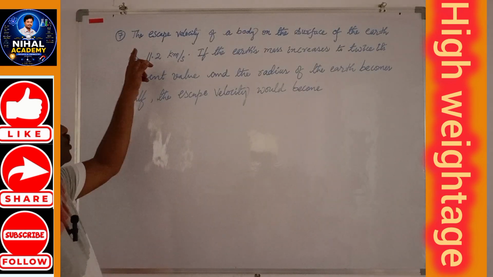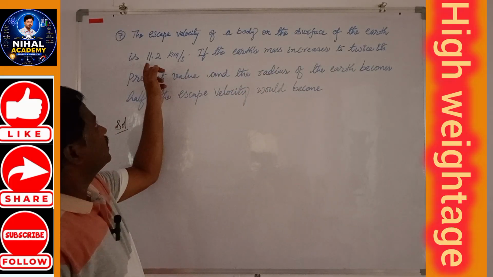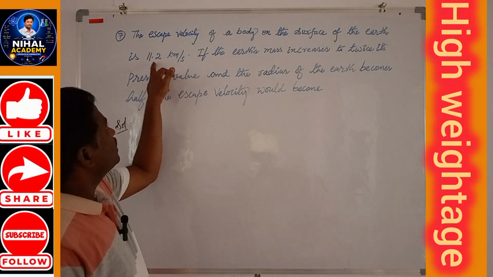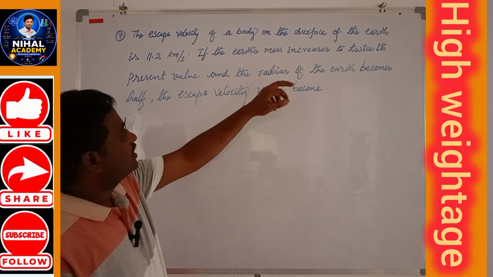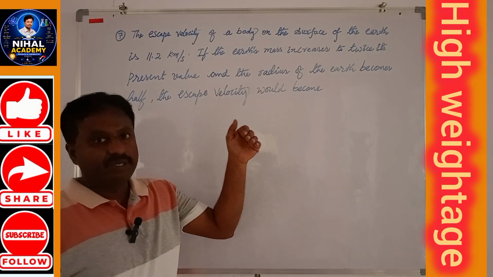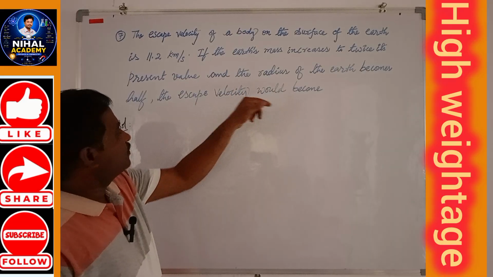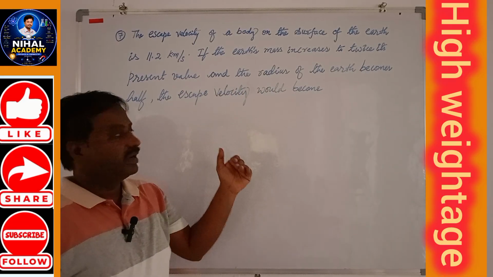Now also the seventh question. The escape velocity of a body on the surface of the earth is 11.2 km per second. So the escape velocity of the body is given as 11.2 km per second. If the Earth's mass increases to twice its present value, that means Earth's mass is m, so it is doubled, so 2m. The radius of the Earth becomes half, that means r will become r by 2.